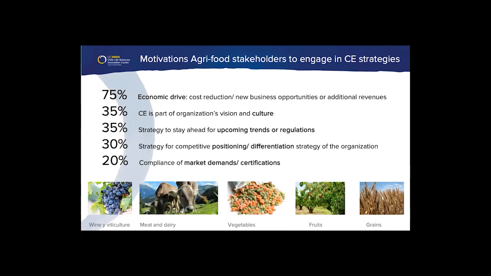One important thing that we were able to get by doing these 26 interviews is understanding what the motivations of the food sector are when they are engaging in these practices. Like, why are you doing this? For 75% of the people that we interviewed, the number one motivation is the economic drive. They see that circular economy strategies are a way of cost reduction and also creating new business opportunities. Also, there were motivations such as culture, upcoming trends and regulations, strategies for positioning, and compliance with market demands.